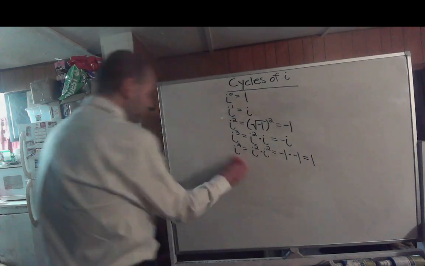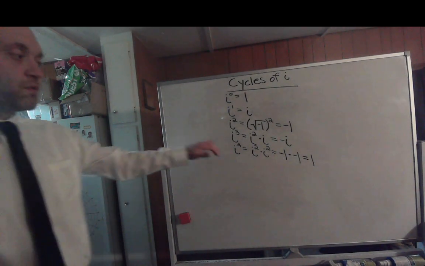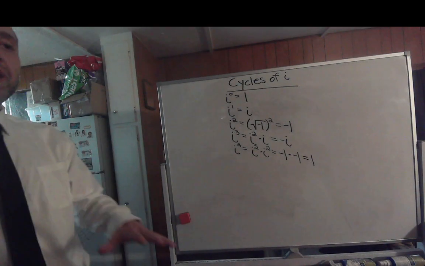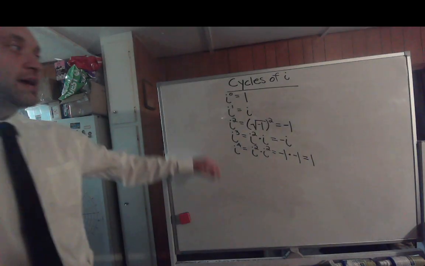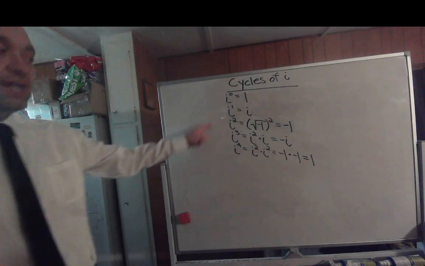So when you start getting above 4, you divide by 4 and you only care about what your remainder is. That'll dictate which form of these it takes.